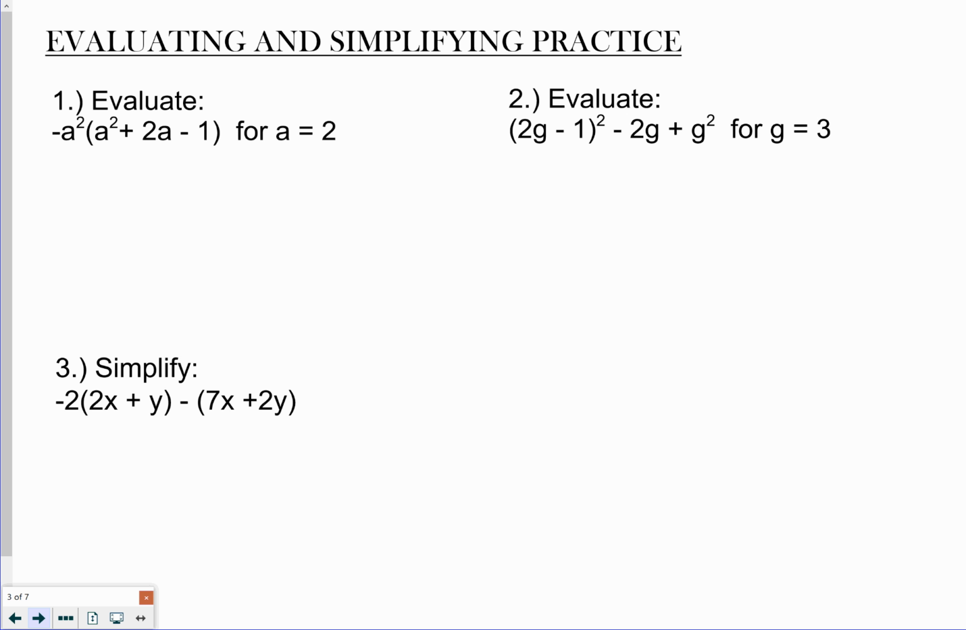Let's do one more evaluate. This one here with the a squared. So I think it's going to help the people with the squared questions. All right. It says the opposite of a squared times a squared plus 2a minus 1. So watch this. It'll be a little tricky here. The opposite of a squared is the opposite of 2 squared, times 2 squared plus 2 times 2 minus 1. Take a second, digest it, and let me know what you're thinking.